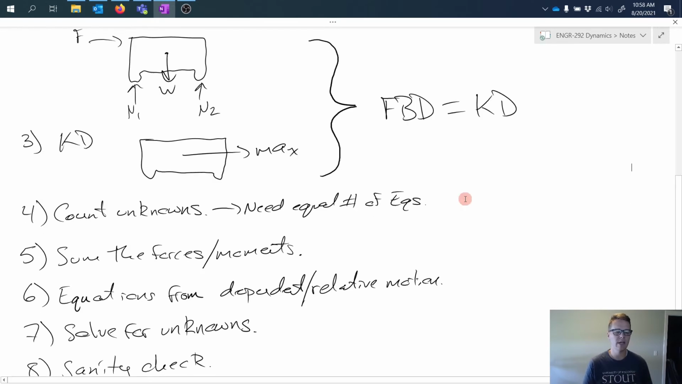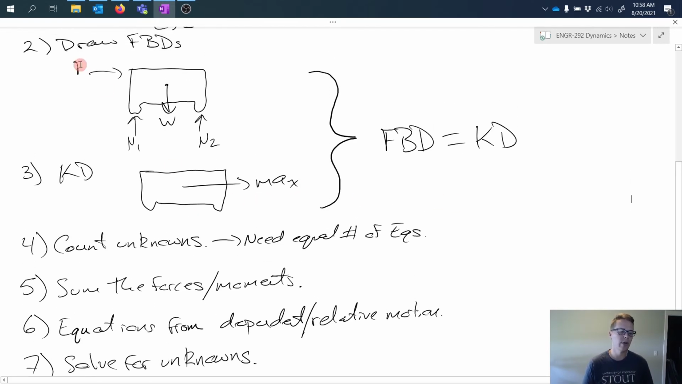Once we do that, we can start counting unknowns. We can go to our free body diagram and say, okay, maybe we know this force, we know the weight, but we don't know the reaction forces N1 and N2 in this case up here. So I want to start figuring out how many unknowns I have, because that's going to spell out how many equations we need. Of course, to be able to solve a problem in this sense, we need to have an equal number of equations for our unknowns.